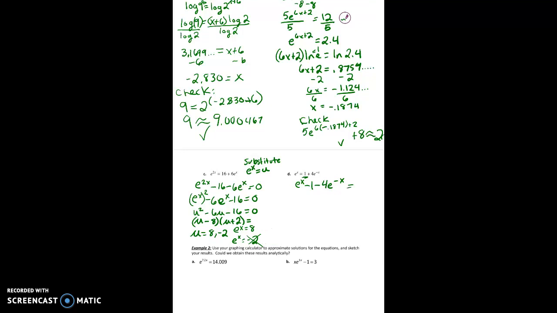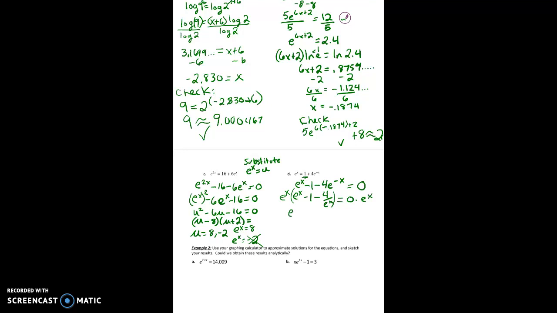And that equals 0. Now, I hope you recognize that e to the negative x, we can use that negative power property. We have e to the x minus 1 minus 4 over e to the x, and that equals 0. Now, I don't want an e to the x in the bottom. You never want a fraction with the variable in the bottom like this. So we're going to multiply both sides by e to the x.